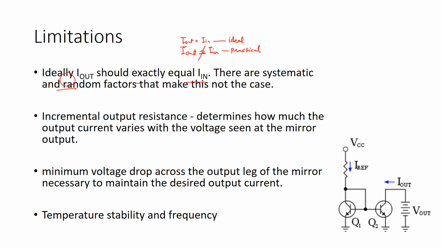As a designer, your job is to meet the ideal condition as much as possible. For example, I explained in the previous slide the concept of incremental output resistance. It determines how much the output current varies with the voltage seen at the mirror output. This is the voltage that must be maintained across the BJT transistor Q2 to keep the transistor active, which means in the saturation region.